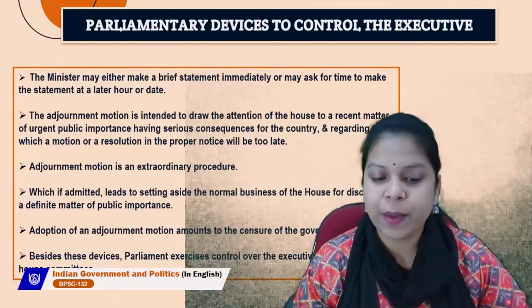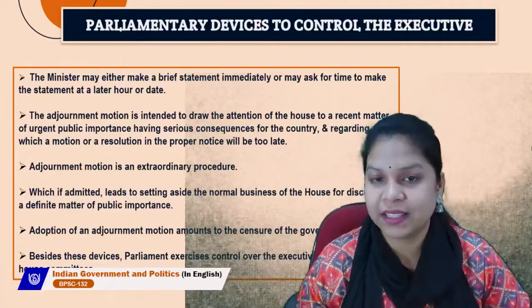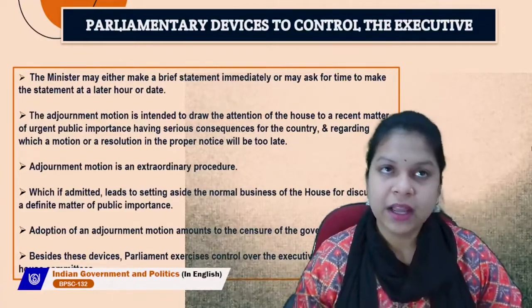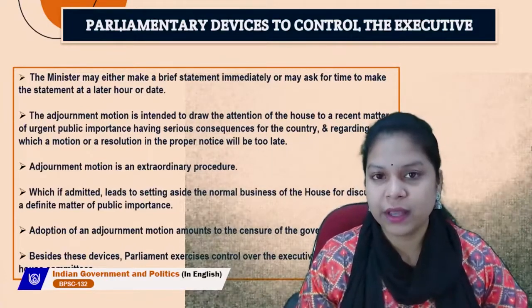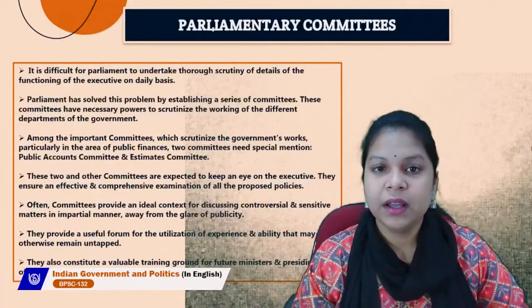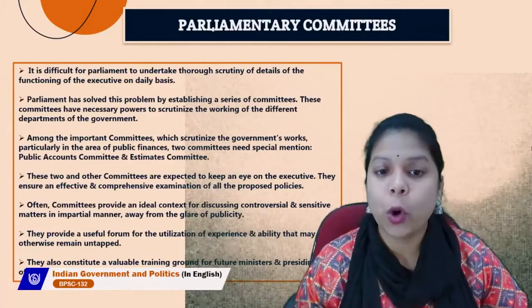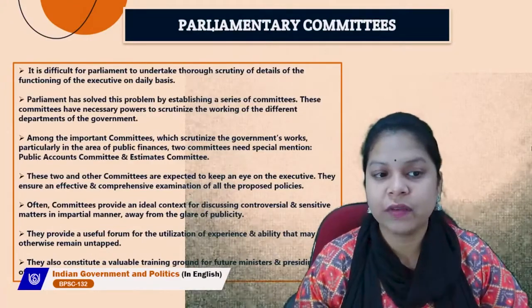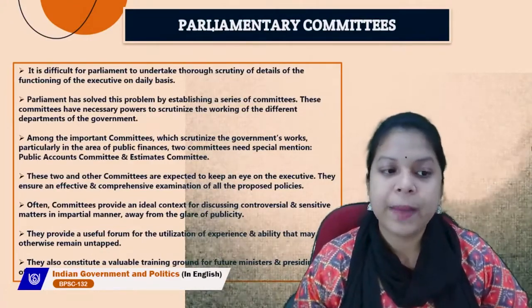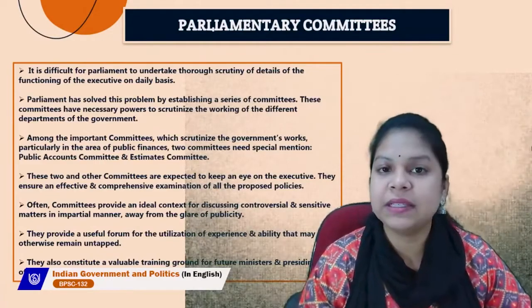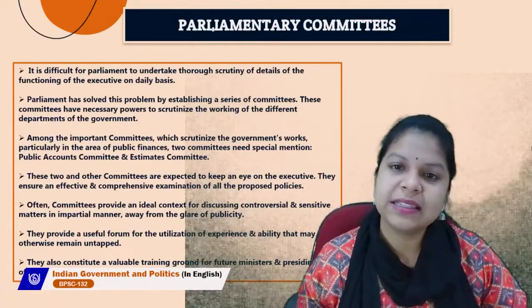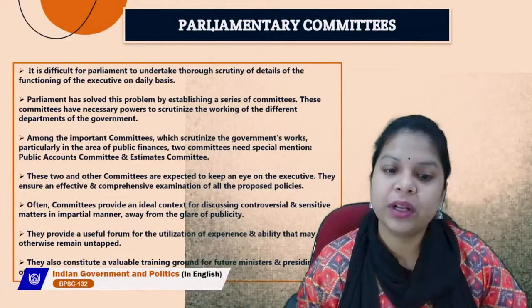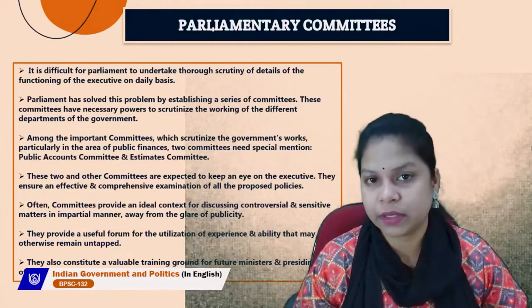Besides these devices, the Parliament exercises control over the executive through various House committees. It is difficult for Parliament to undertake thorough scrutiny of details of the functioning of the executive on a daily basis. Parliament has solved this problem by establishing a series of committees. So these committees have the necessary powers to scrutinize the working of the different departments of the government.